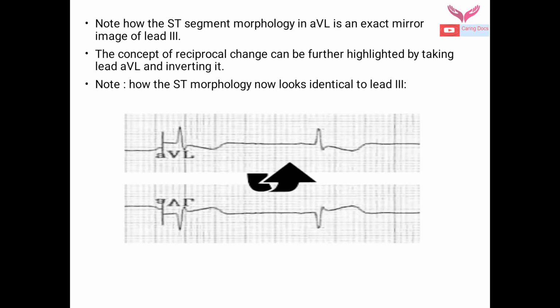Here we can see how the ST segment morphology in aVL is an exact mirror image of lead 3. The concept of reciprocal change can be further highlighted by taking the lead aVL and inverting it. Note here that the ST morphology now looks identical to lead 3.